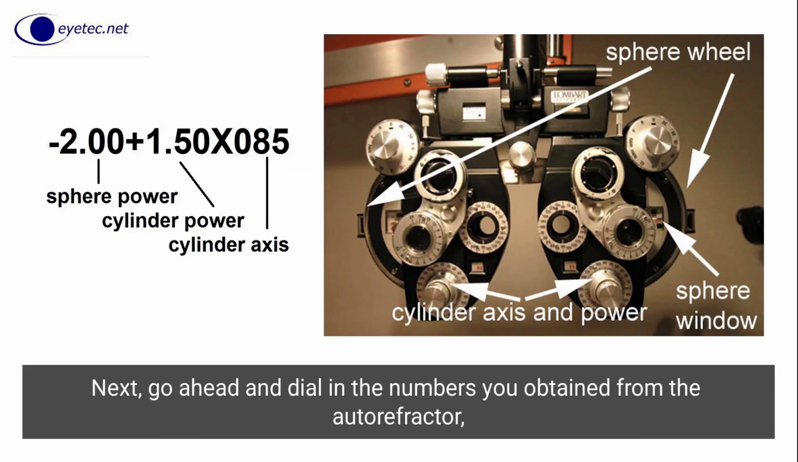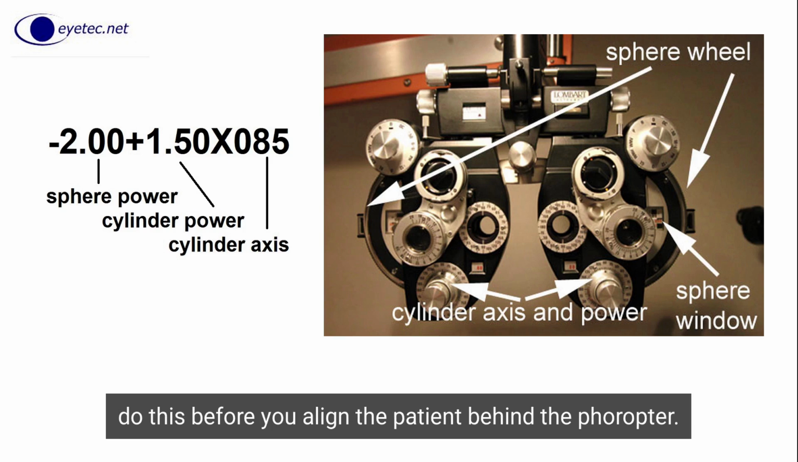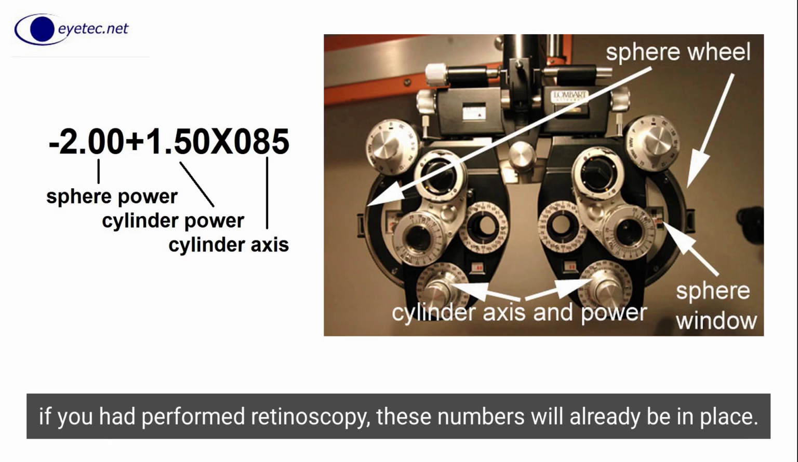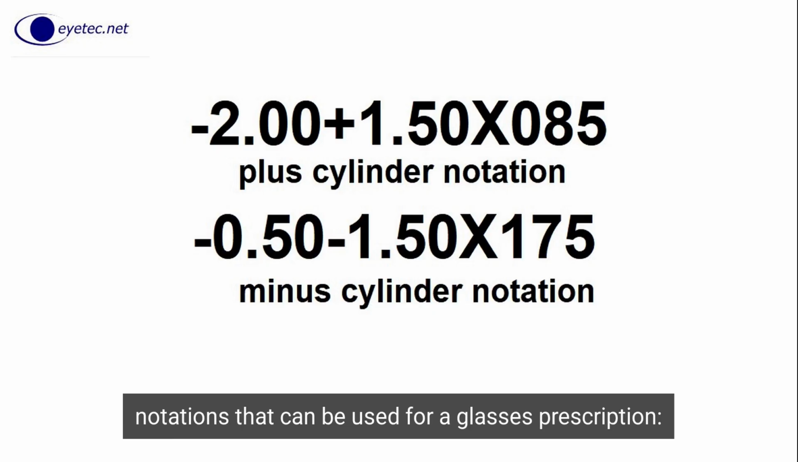Next, go ahead and dial in the numbers you obtained from the autorefractor, keratometer, or the patient's current glasses Rx as a starting point. Do this before you align the patient behind the phoropter. If you had performed retinoscopy, these numbers will already be in place. You need to know that there are two different notations that can be used for a glasses prescription.